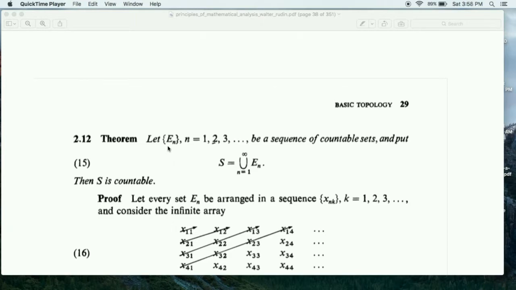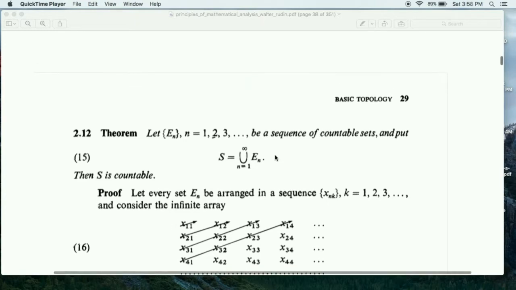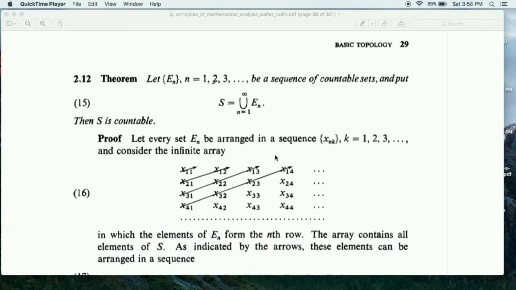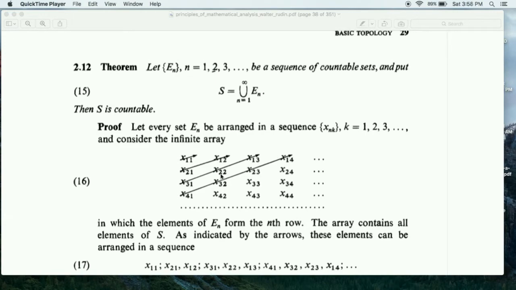Now, a theorem which states that let En, for n belonging to the natural numbers, be a sequence of countable sets, and we take a union, an infinite union, of these countable sets, S. Then S is countable. This means that any arbitrary union of countable sets is countable. How do we prove that? We make an array of elements of En in this way and we enumerate them diagonally.